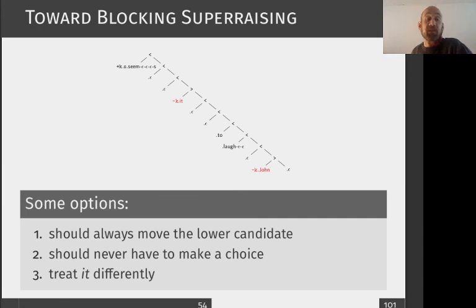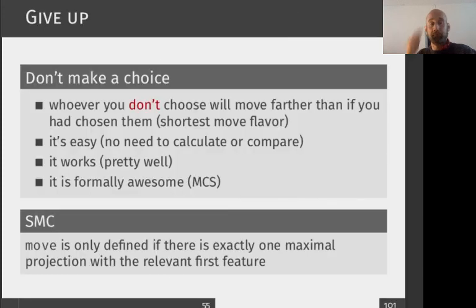Another option is to say, you should never have to make a choice like this. Yeah, whenever you have a choice, that's bad. And another option is, yeah, we should treat it differently. This is the wrong analysis of it. So even though, we don't even need to think about this. Okay. I think that the second option is the one we should pursue. And the second option is give up and run away.